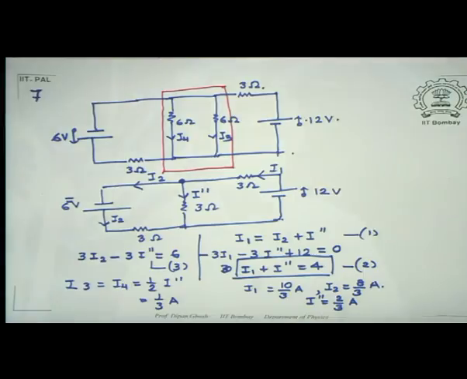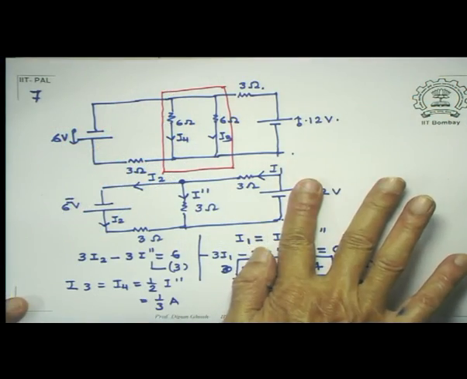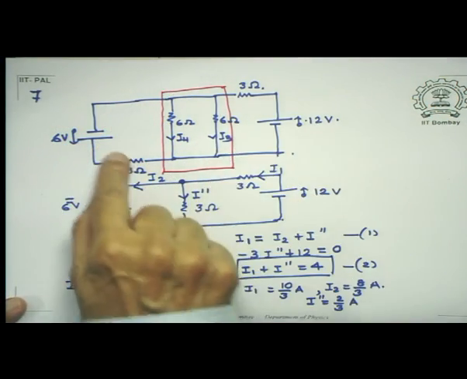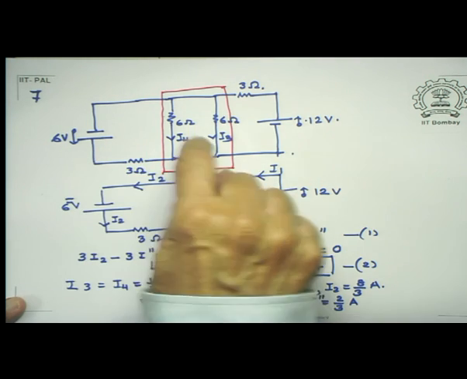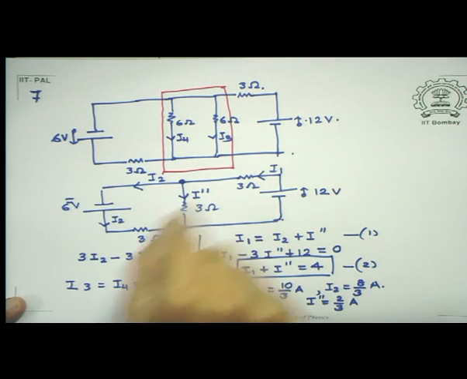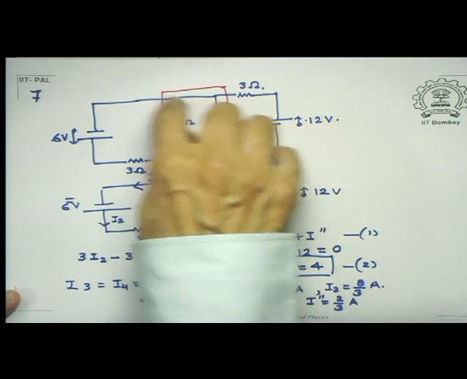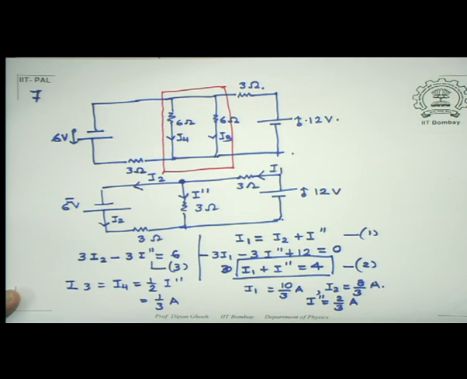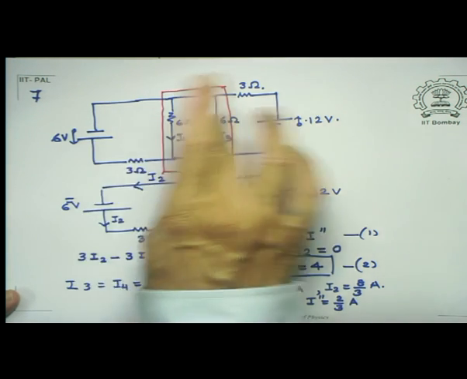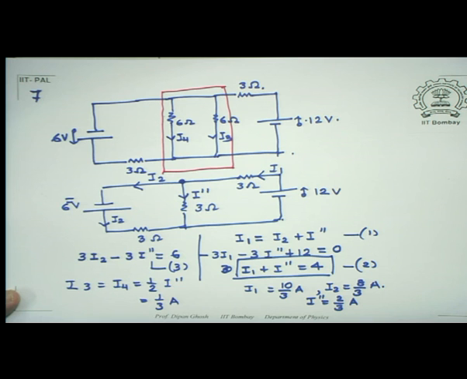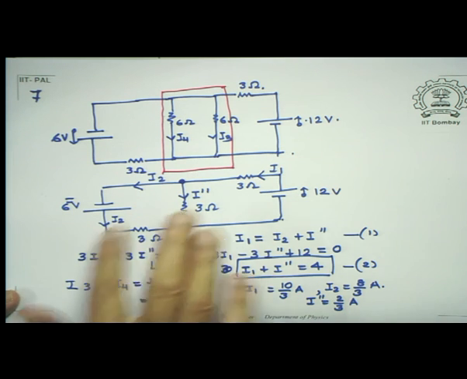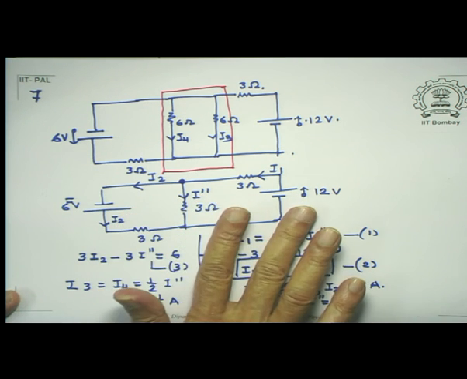I would advise you, instead of doing this part, to start doing directly by assuming I1, I2, I3, whatever the way we have written it. And you have got two junctions there, and you have got three loops there. You can do it another way instead of doing this shortcut.